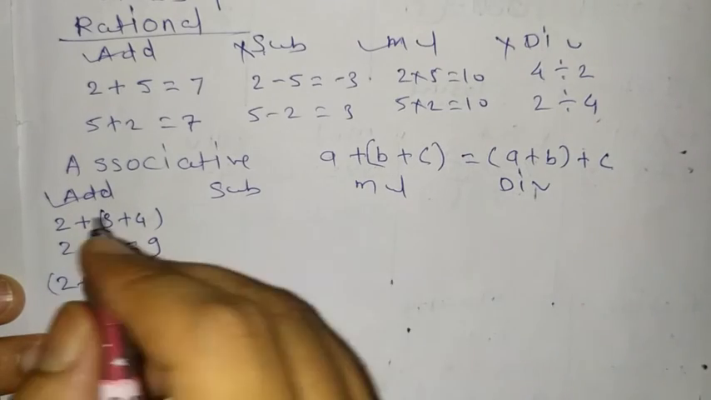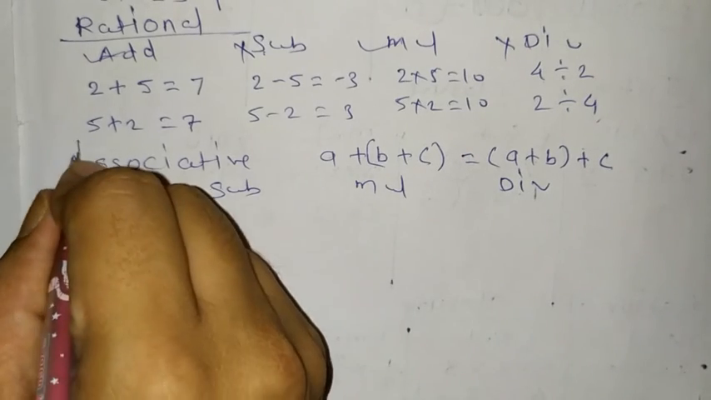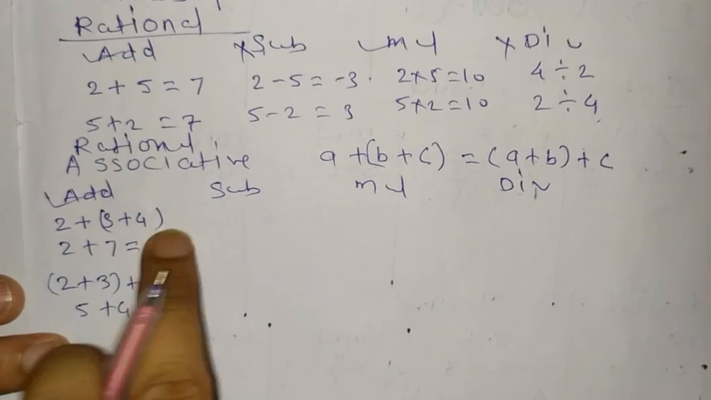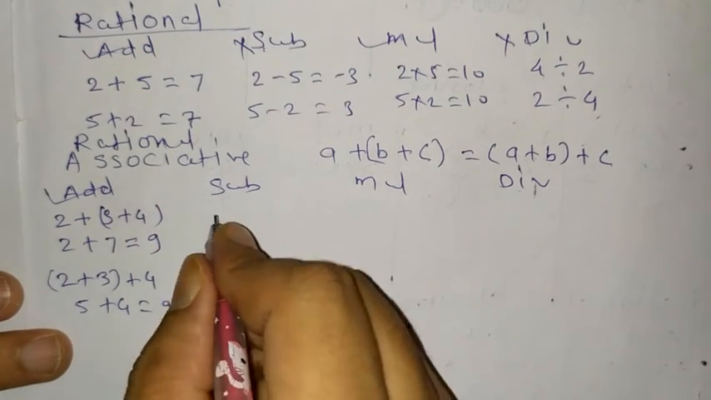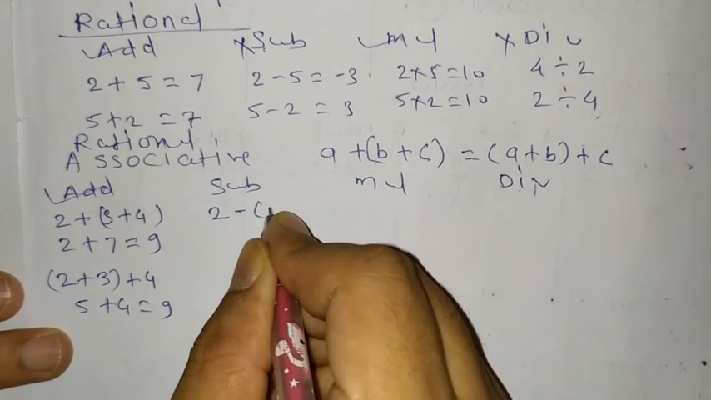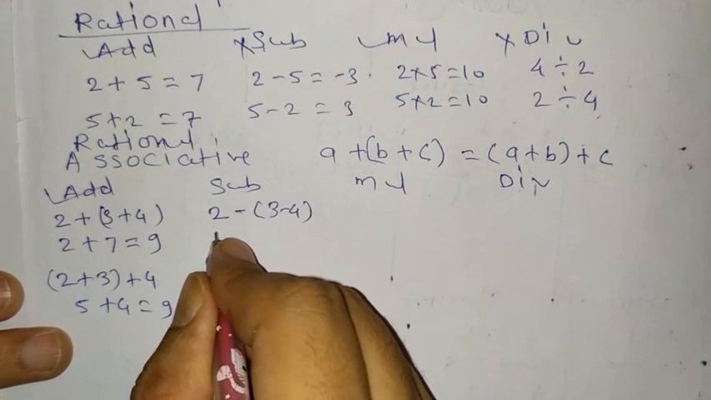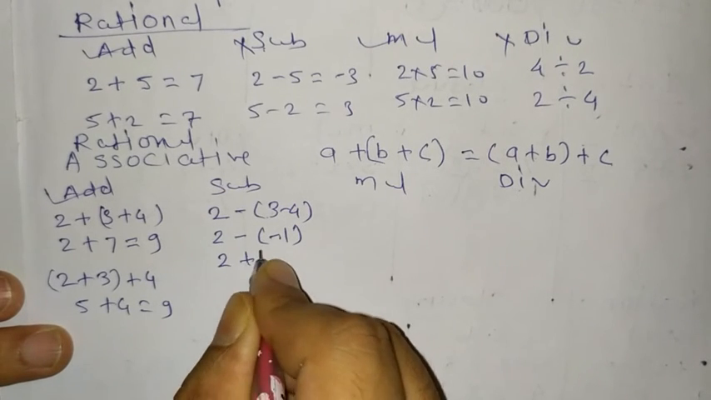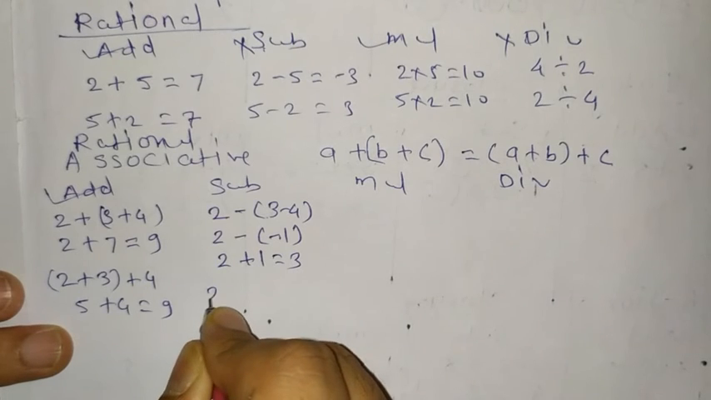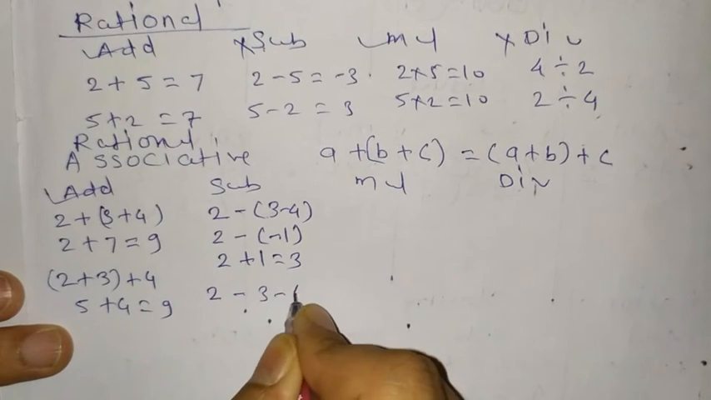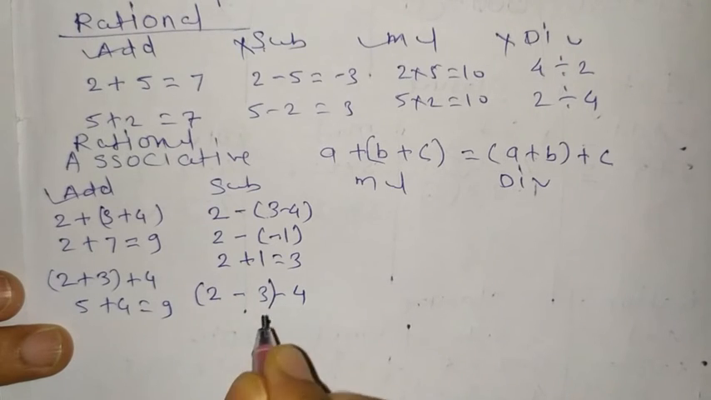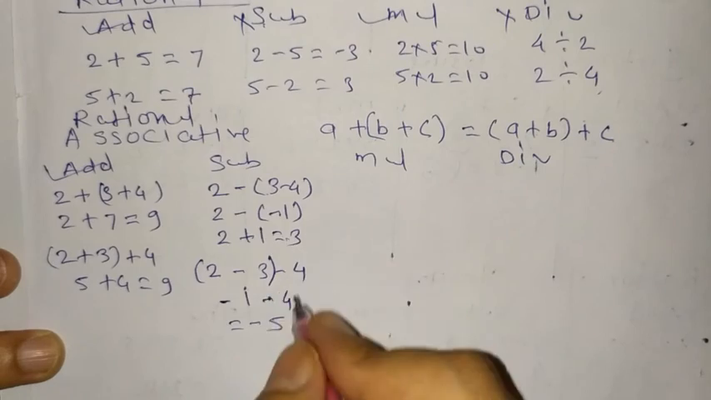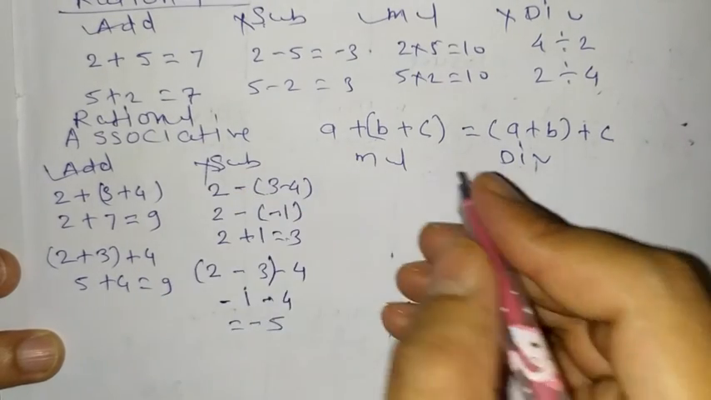Here we are directly seeing rational numbers. I am taking simple numbers because you know 2, 3, 4 are nothing but rational. Then subtraction, 2 minus 3 minus 4. 3 minus 4 is nothing but minus 1. Minus minus is plus. It is 3. Next one is 2 minus 3 minus 4. Now here we are using brackets. 2 minus 3 is minus 1, minus 4, minus 5. So the answer is coming different, so it is not satisfied.